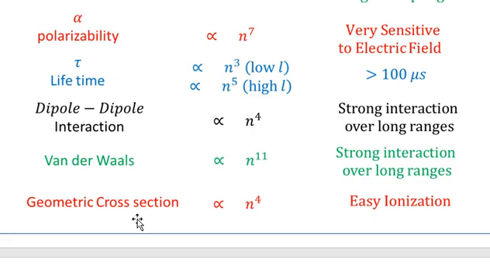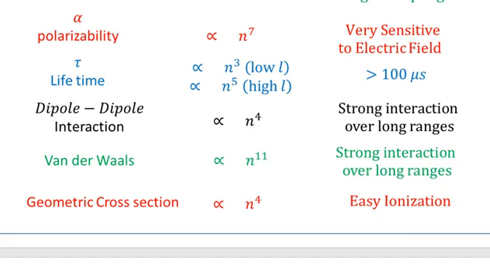Then the geometric cross section is also very significant, and goes as n to the power 4. A greater value of the geometric cross section means that we can easily ionize such Rydberg atoms. So you see that these were some properties, and this is why we have studied the Rydberg atoms with the hydrogen atoms in the chapter on hydrogen atoms.